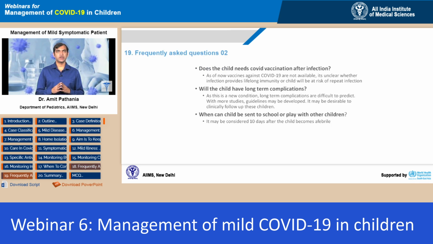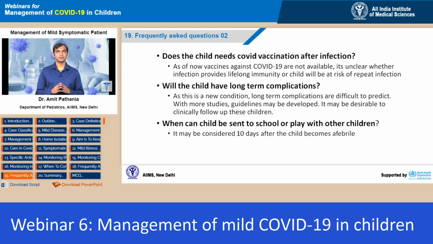Does the child need vaccination after infection? The answer is, as of now, vaccines are not available. It's unclear whether infection provides lifelong immunity or the child will be at risk of repeated infection. Will the child have long-term complications? As this is a new condition, long-term complications are difficult to predict. With more studies, guidelines may be developed.